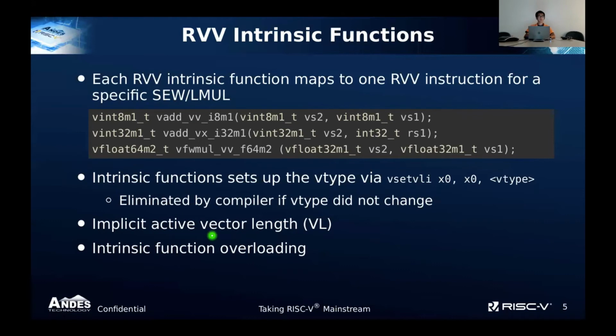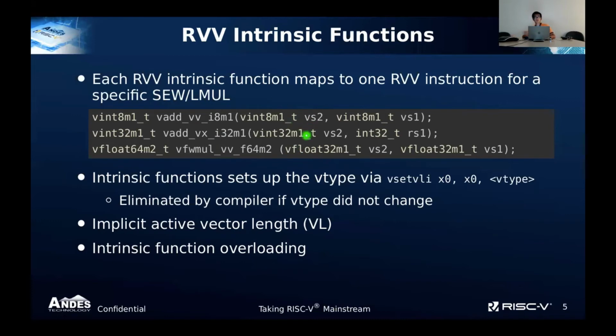We also made a design choice to make the vector length implicit, so you don't have to pass the vector length around as an argument to these functions, and the function will just use whatever vector length was set up by the programmer. And finally, we have intrinsic function overloading.